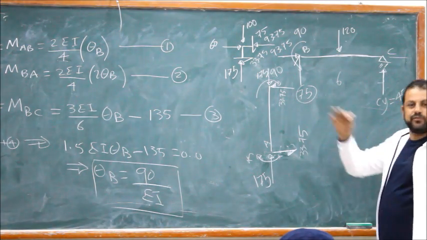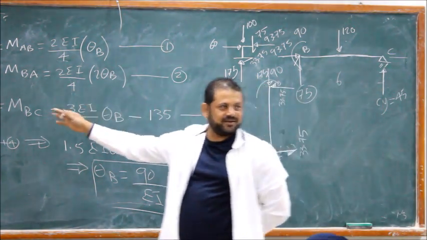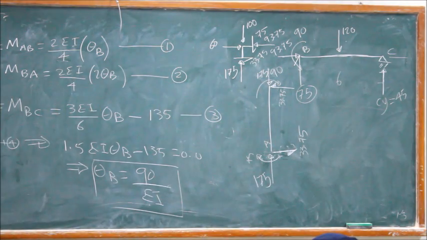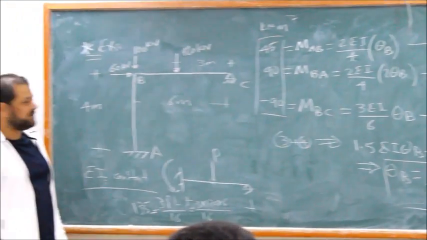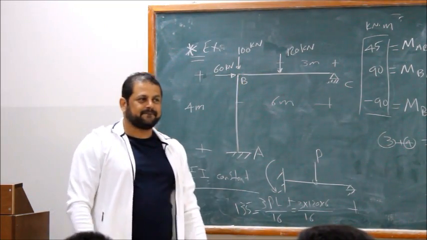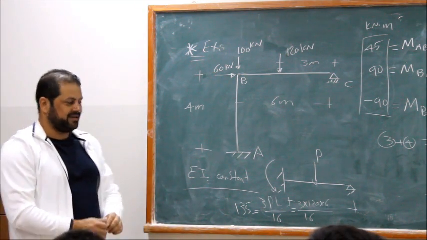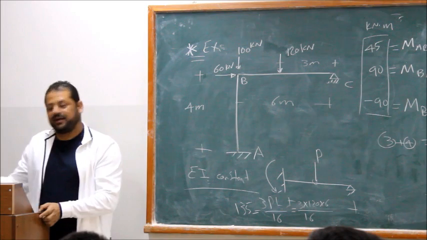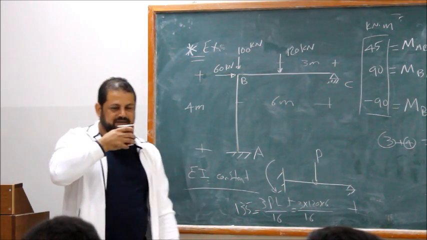Do you know what happened here? What happened? Summation on the joint. The load was on the joint and it got distributed to the members.